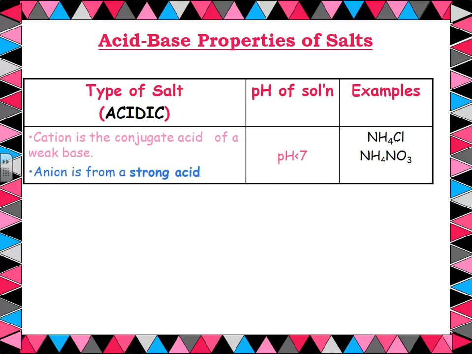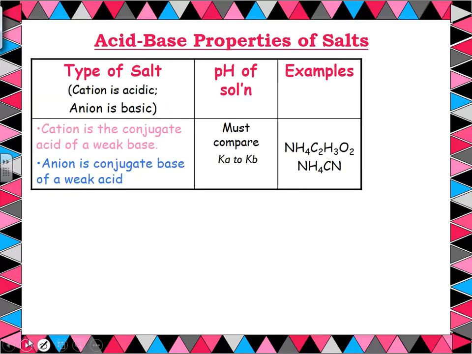Here are two acidic salts. Let's look at the cation and the anion. So here, the cation is ammonium. Well, ammonium came from the weak base NH3. That's for both cases. Chlorine came from hydrochloric acid, a strong acid. That's why it's an acidic salt. The NO3 comes from nitric acid, another strong acid.